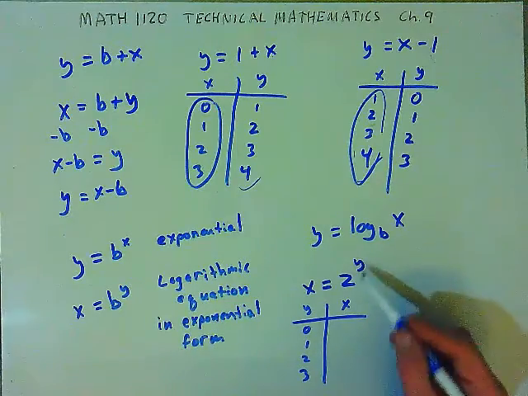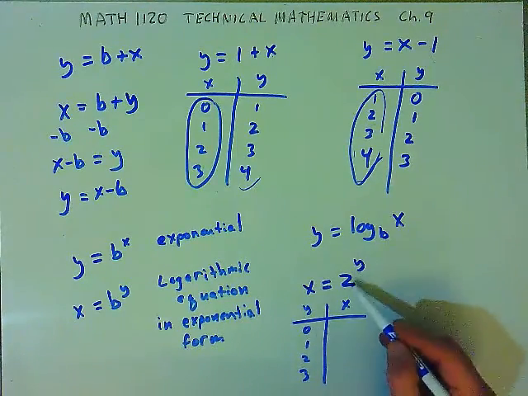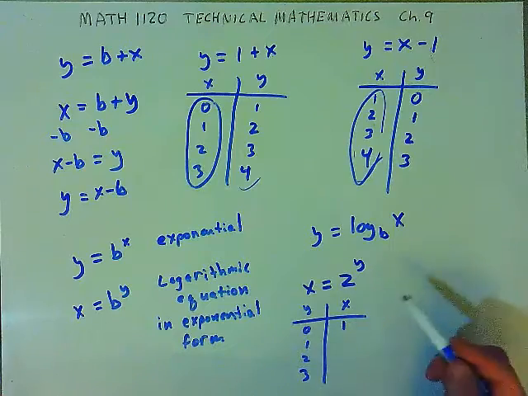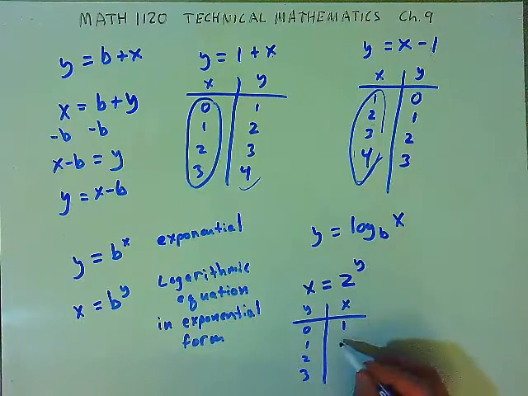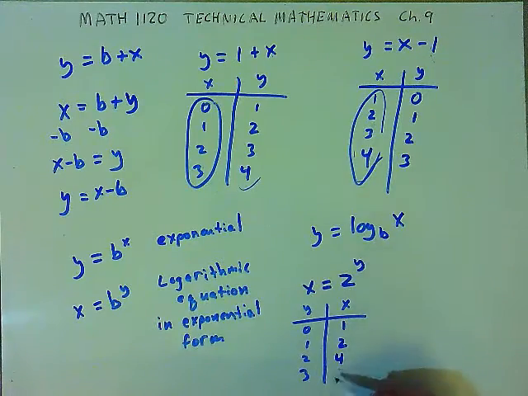So when y is 0, 2 to the 0 power is 1. 2 to the first power is 2. 2 to the second power is 4. And 2 to the third power is 8. Right, so I'm able to solve for x when I know y.